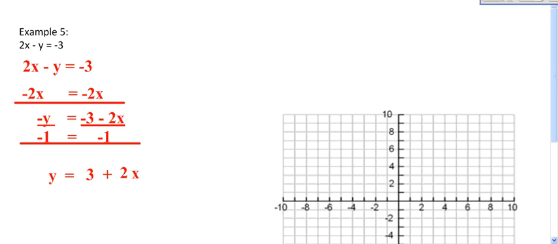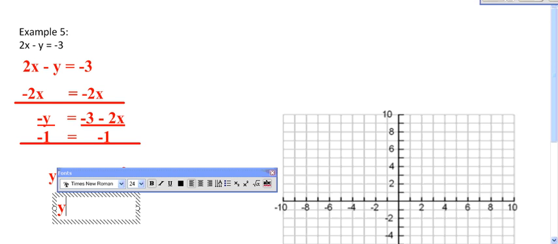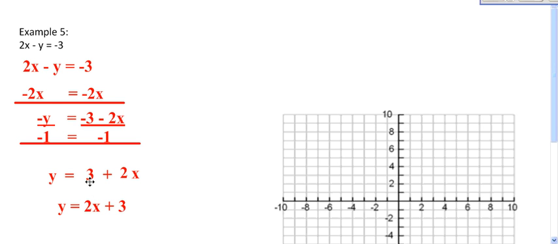You could also rewrite this equation here. I mean, they're both saying the same thing. You could also, if you wanted to, say y equals 2x plus 3. Either equation is correct. This is a positive 3, showing a positive 3 down here. Positive 2 and a positive 2. This concludes slope-intercept and standard form and converting from one to the other.